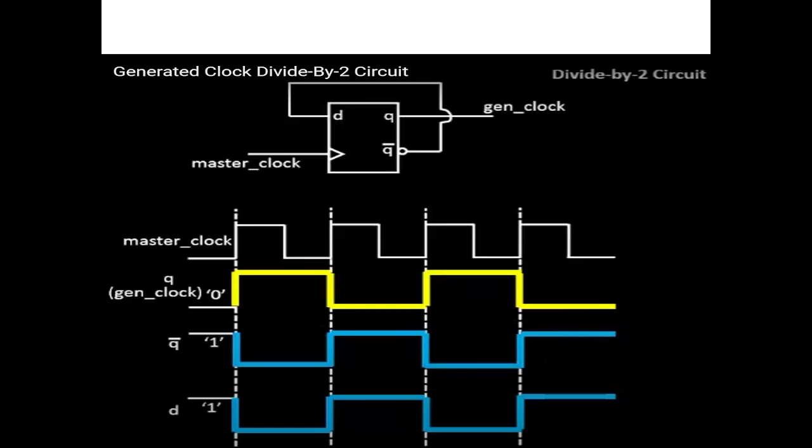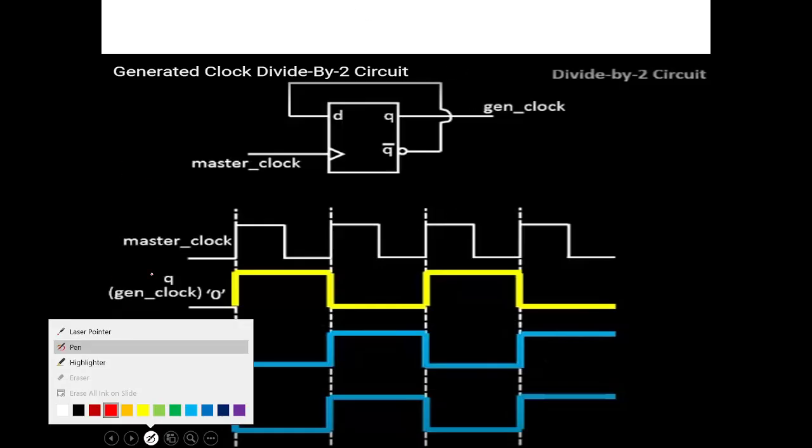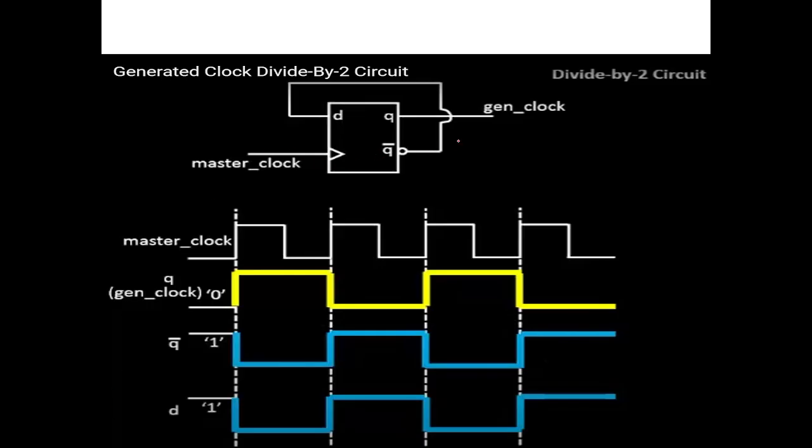So here, what we are doing is, Q bar is connecting as the D input to this D flip flop. Every time, suppose initially Q is 0, Q bar becomes 1, and D becomes 1. At the next clock pulse, this D input is coming to Q. So now Q becomes 1, and Q bar becomes 0.